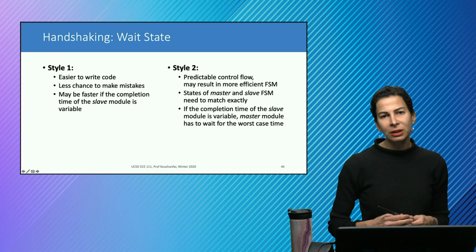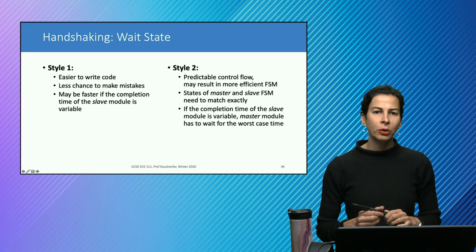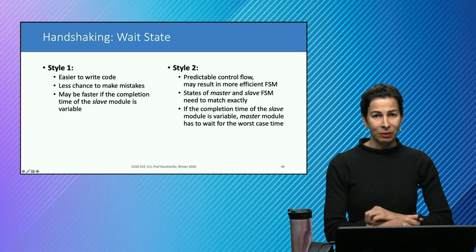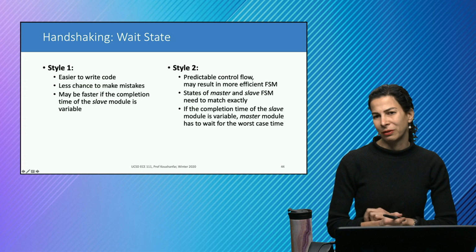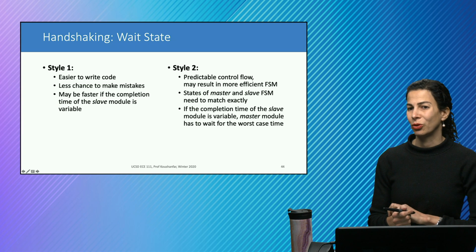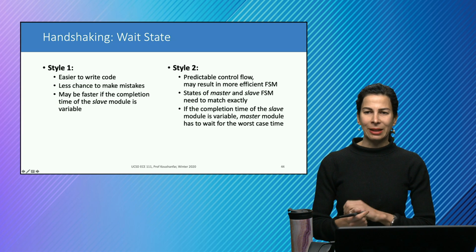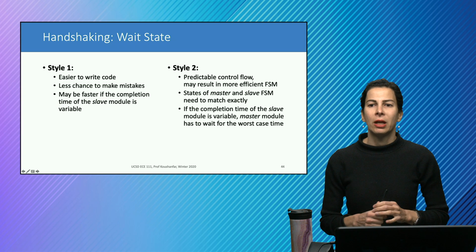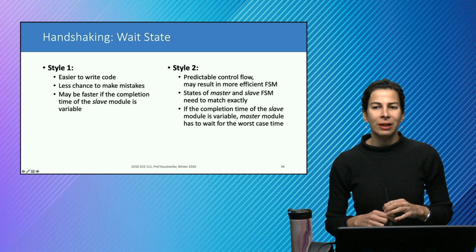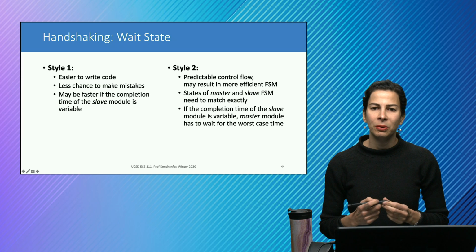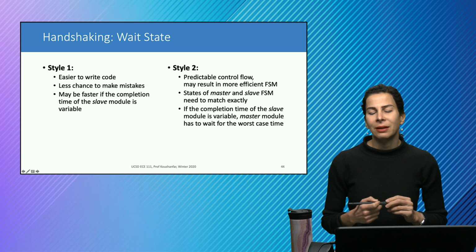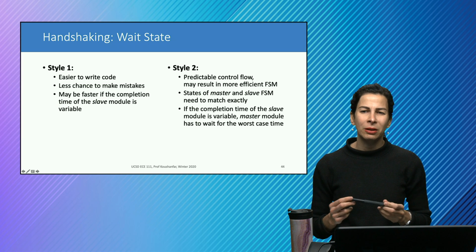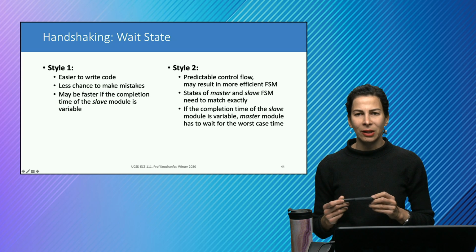So naturally, style 1 is easier to write code for, but if the completion time of the slave module is variable, this is what is recommended to use. But if we know exactly how many cycles the slave modules will take to finish, then it's better to have a predictable control flow, and we may be able to write a better controller, similar to the ALU controller that we've seen in the last lecture.